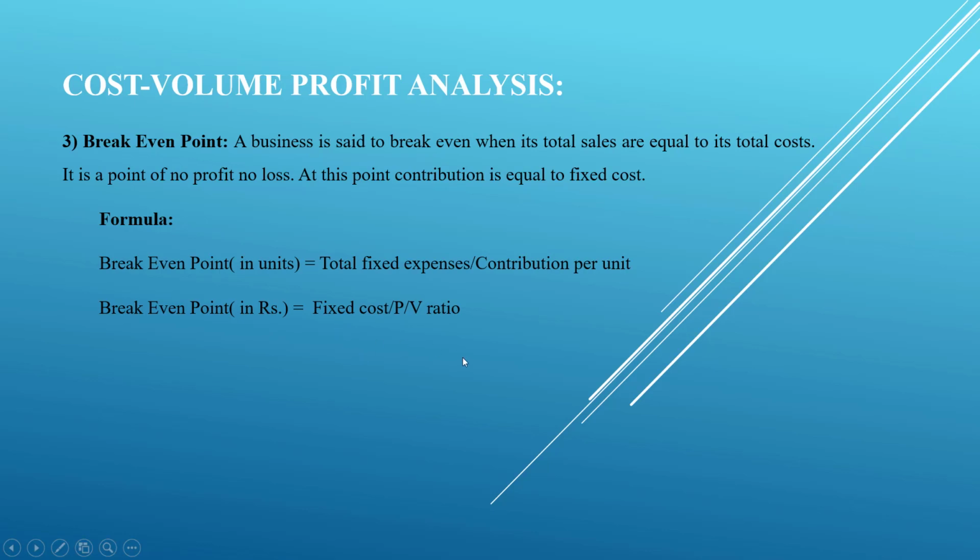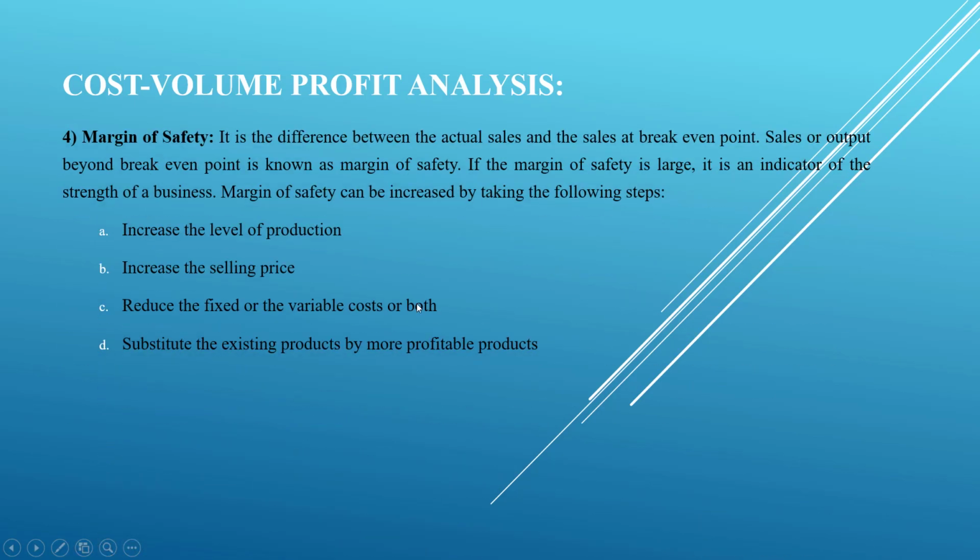So this is break-even point. Next is margin of safety. Now margin of safety is just the difference between actual sales and the sales at the break-even point. Actual sales means how much the sales has actually been done, and the break-even point has to be subtracted from it.